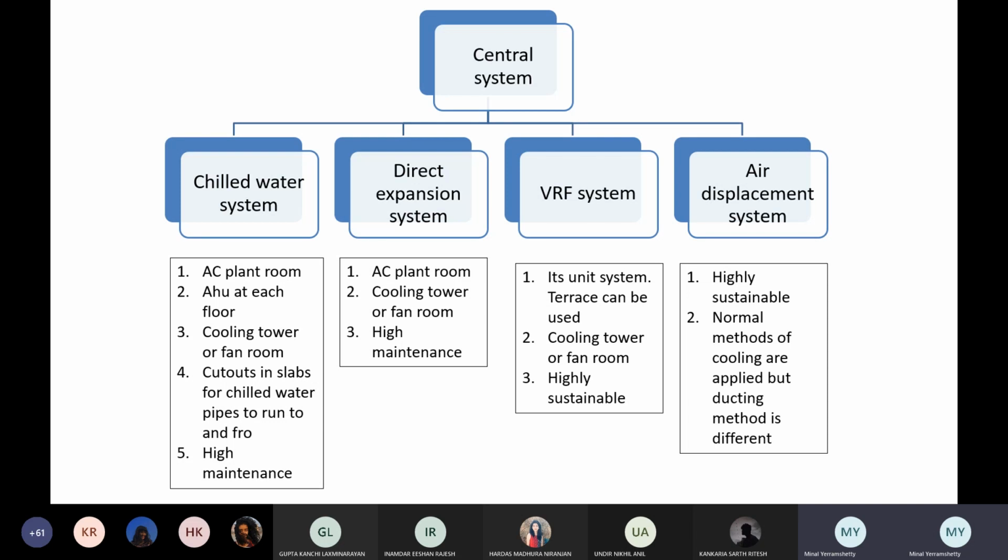So an AC plant room is required in a chilled water system. I require an AHU at each floor. I require a cooling tower or a fan room, and cutouts in slabs for chilled water pipes to run to and fro. Now, the chilled water pipe is going to each and every level of the building, whether it is 16 floors or 26 floors, doesn't matter.